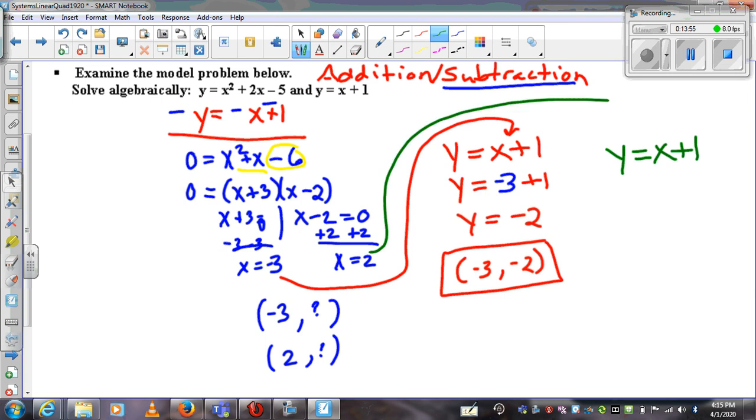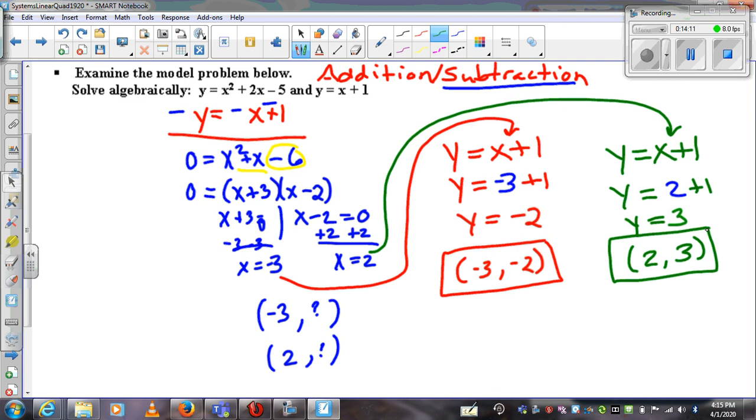This time I'm going to plug in x is 2. So y is equal to 2 plus 1. So that means my y value is 3. Which means when my x value is 2, my y value is 3. That's your second ordered pair.